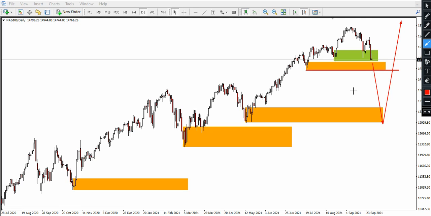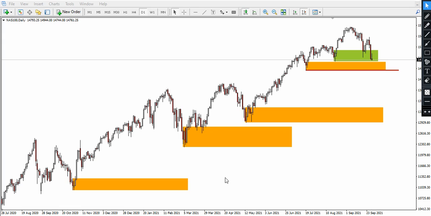Instead of it being a mitigation block, it will be a breaker block, and then come down to respect this order block and then shoot up. And then if it trades below this order block, this still will be our take profit. This will be our main take profit only on daily time frame.